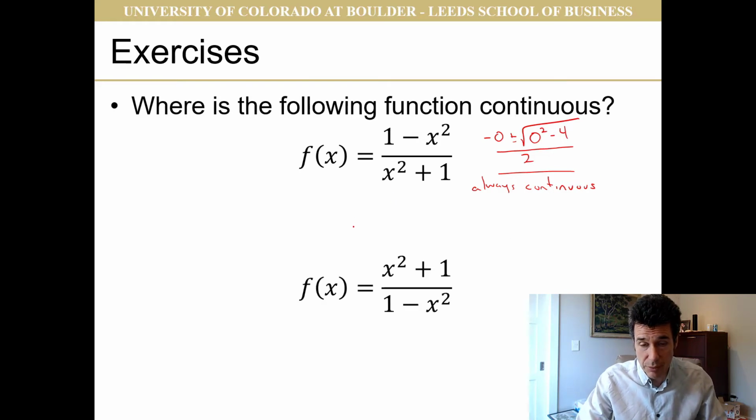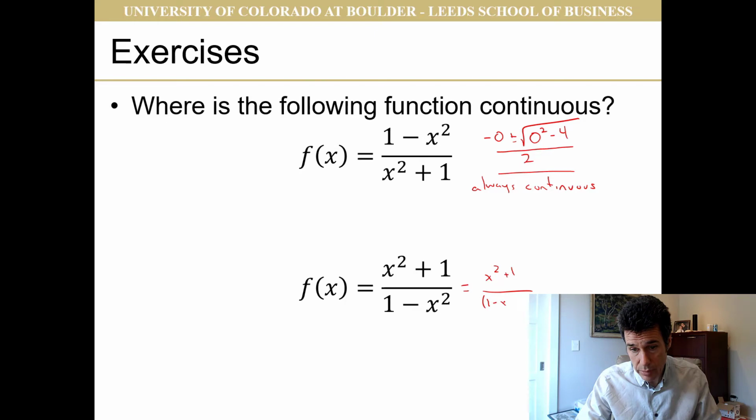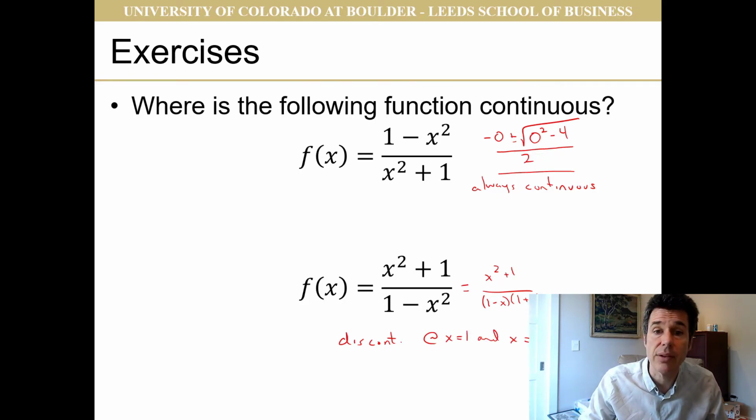And we've taken the reciprocal of that function, f of x equals x squared plus 1 divided by 1 minus x squared. I'm going to rewrite this as x squared plus 1. The denominator is the difference of two squares, so that's 1 minus x times 1 plus x. So this is discontinuous at x equals 1 and x equals -1, and so this is continuous everywhere else.